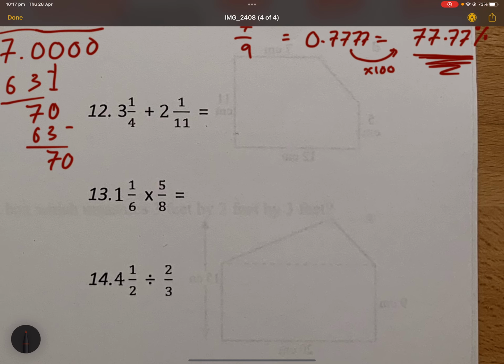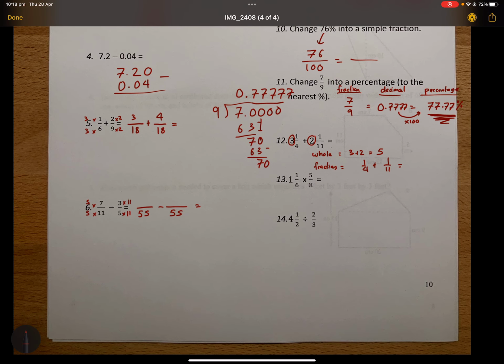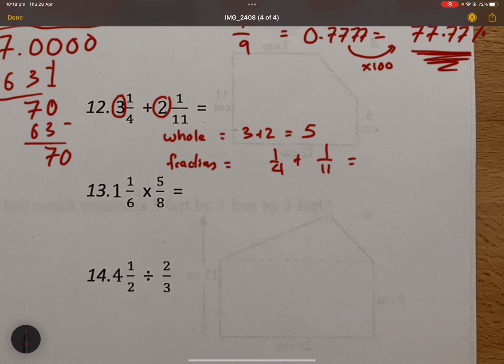Next question 12. You want to add these two? Okay, no problem. Add the 3, add the 2. So let's look at the whole numbers first. 3 plus 2 equals 5. Now let's look at the fractions. You got 1 over 4 plus 1 over 11. Okay. We know how to add fractions now, I think, at this point. Must make the bottom number the same, okay? So get the answer. Whatever your answer is, add it to 5 because we got 5 whole numbers.